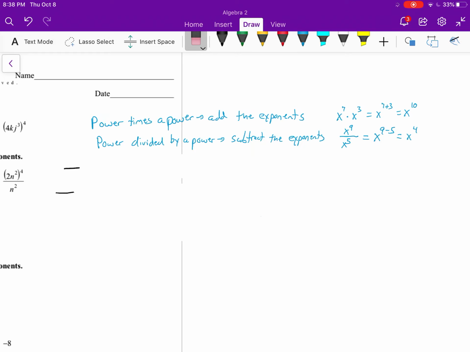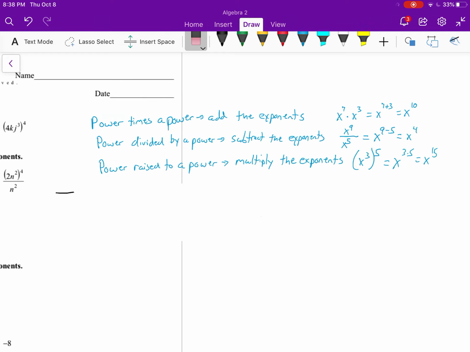Next, we have a power divided by a power. Notice in all these we're talking about the same base. All these different powers will have the same base. So x to the 9th divided by x to the 5th. We will subtract the exponents. So that's going to be x to the 9 minus 5, which is x to the 4th.